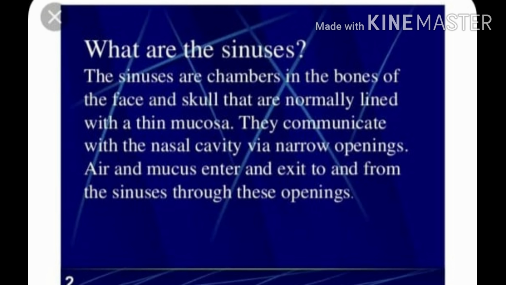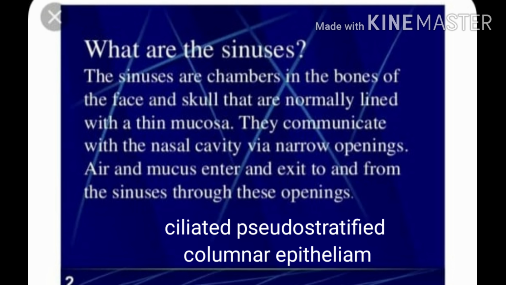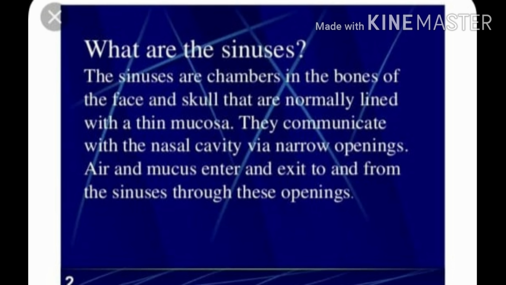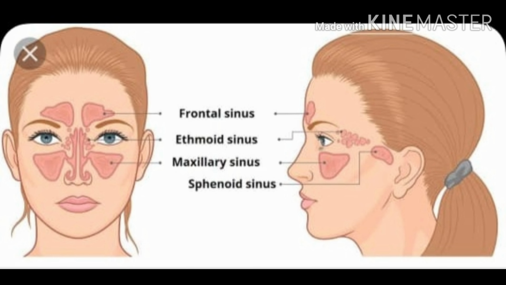So, what are sinuses? Sinuses are air-filled chambers of the skull which are lined by a thin mucosa, that is ciliated pseudostratified columnar epithelium. There are four types of sinuses.